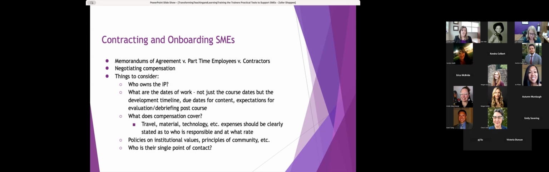And then the final piece that we'd give advice on is who is their single point of contact? We all know how complex a higher education institution can be. And so really making it straightforward for the SME to understand if they need something, who is their single point of contact? Now, that doesn't mean that you might not then refer them to someone else, but really making sure it's easy for them to figure out how to navigate the institutional system by making sure they know they've got one person that's always going to help them with that.